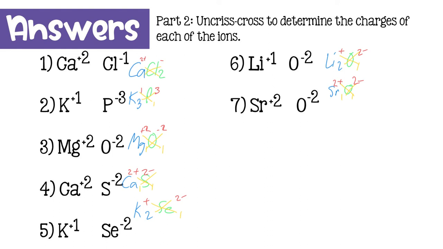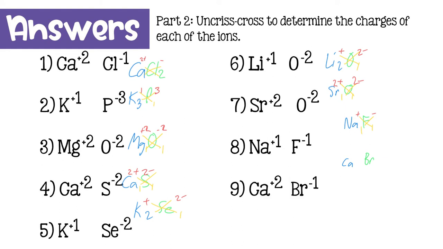If we look at number 8, we have NaF, and when we uncrisscross, because there's no subscript, they're both 1s, we get Na +1 and F -1. Calcium forms a cation, and bromine is going to form an anion. So when we uncrisscross, it's going to be Ca +2 and Br -1. On number 10, we have BaS. Now, keep in mind, if there's no subscripts, that means the charges have the same number. They just have different signs. So one's positive, one's negative. In this case, sulfur is always -2 and barium is always +2.